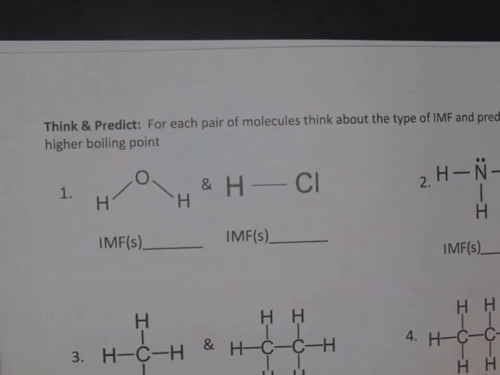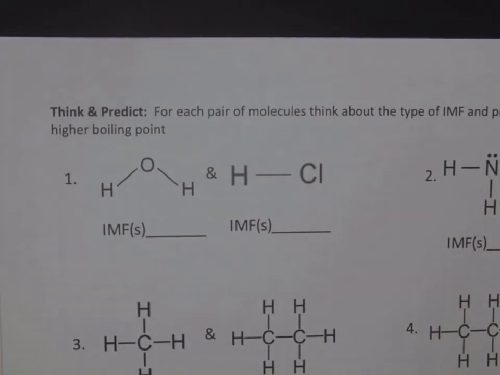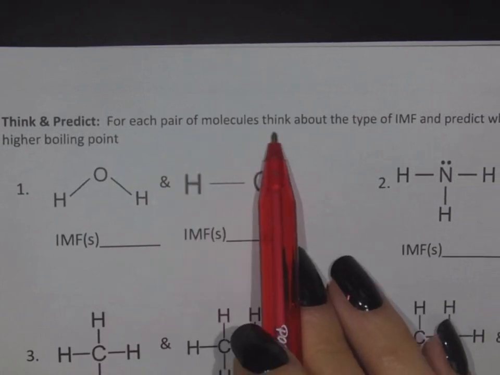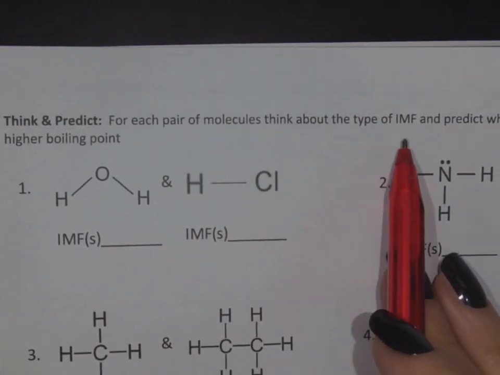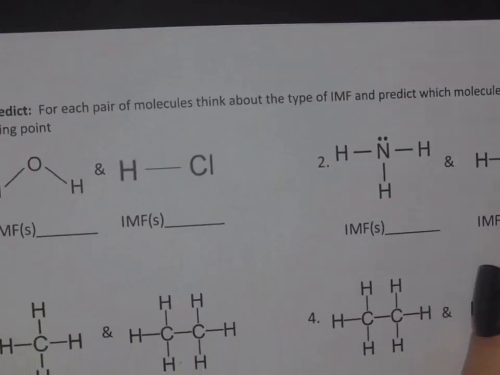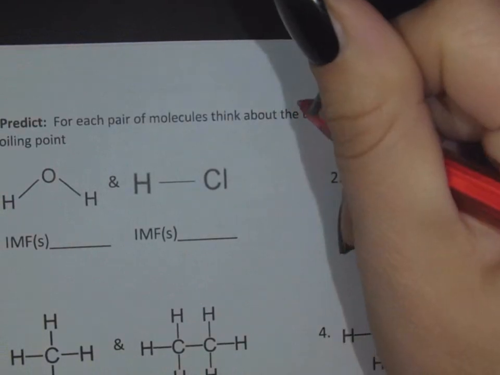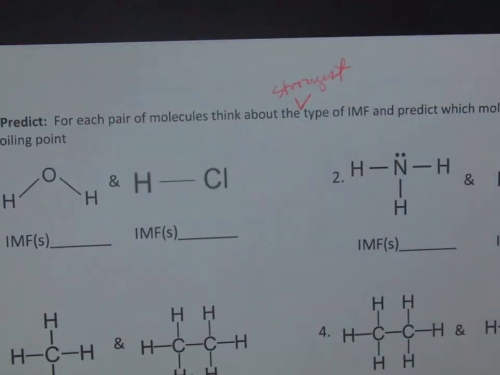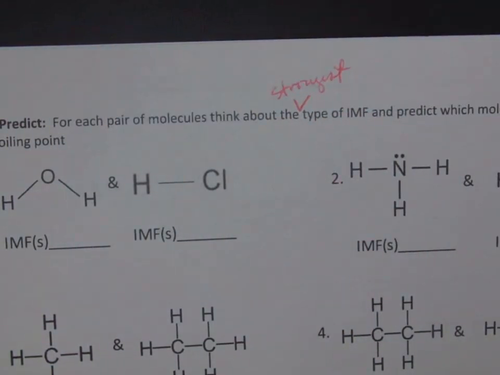Okay. So let's practice that concept of boiling point. So let's turn the page. Sometimes I ask you for IMFs, and sometimes I ask for the strongest IMF. So let's practice an example where it's the strongest. So for each pair of molecules, think about the types of IMFs and predict which molecule in each pair would have the highest boiling point. I want you to think about the strongest type. So it may experience other IMFs, but we're just going to focus on the strongest one.